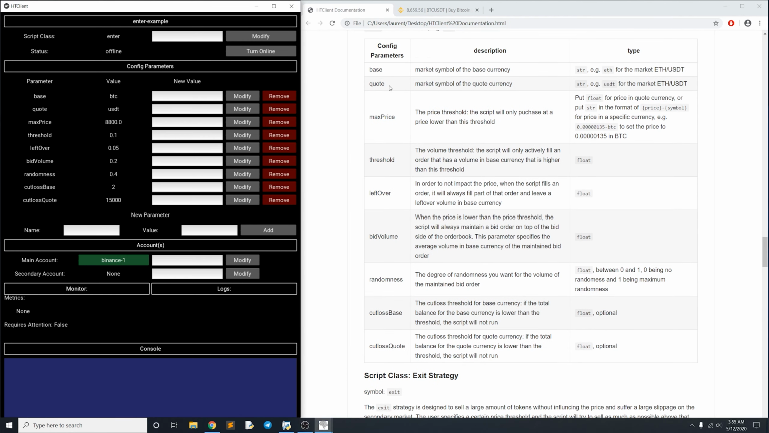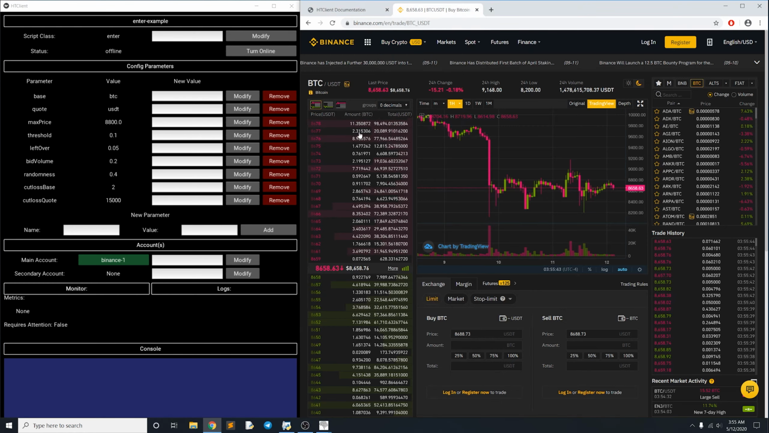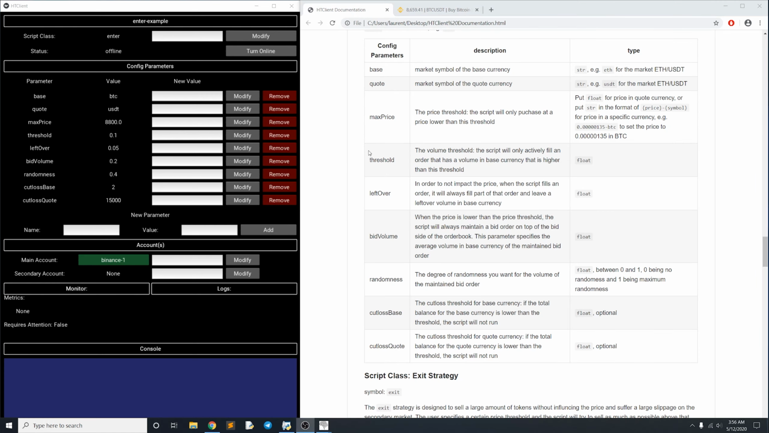Base and quote, now you're used to it. Max price is the price threshold at which you will buy under, meaning that, for example, here I have a max price of 8.8K on the Bitcoin against USD market. You can see that the market price is slightly lower, so it means that I'm willing to buy up until that price. Threshold is the amount in base currency above which you allow the script to fill a sell order in this case.